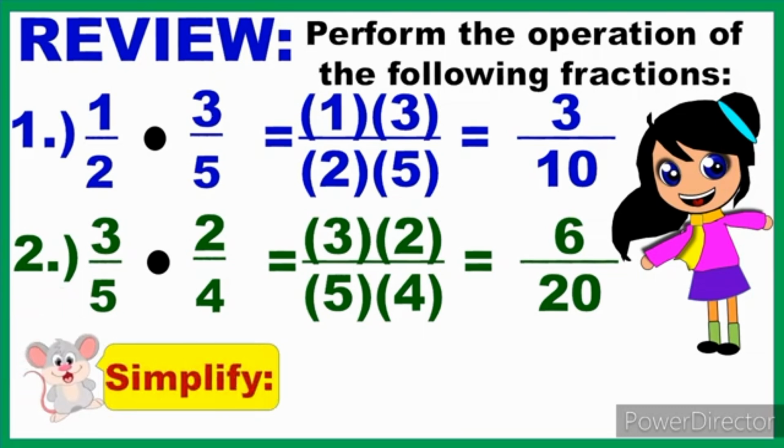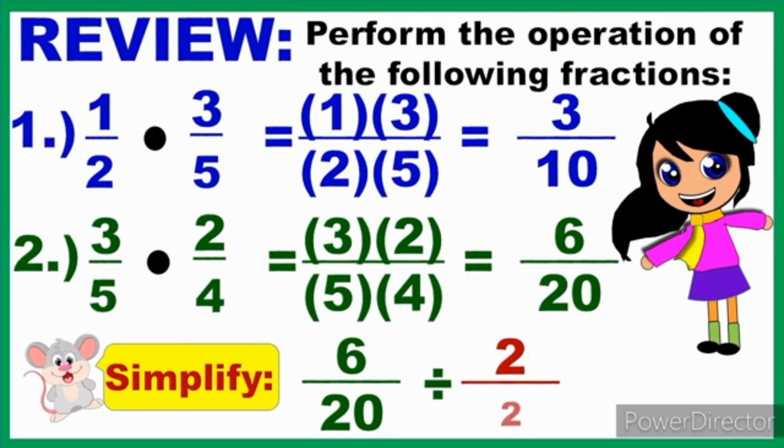Okay, next we need to simplify since yung 6 at 20 ay may common factor na 2. So, yung 2 na yun, i-divide natin siya both numerator and denominator. So, we have 2 over 2. So, now 6 divided by 2 equals 3. And 20 divided by 2 is 10. So, the answer is 3 over 10. Kapag ang result ay may common factor, kailangan nating i-lowest term.